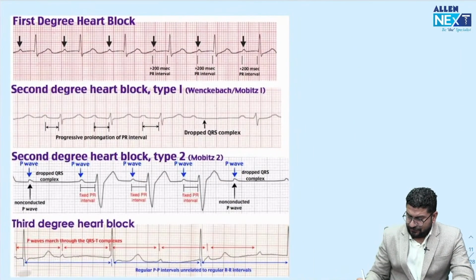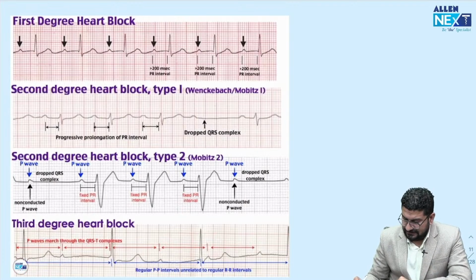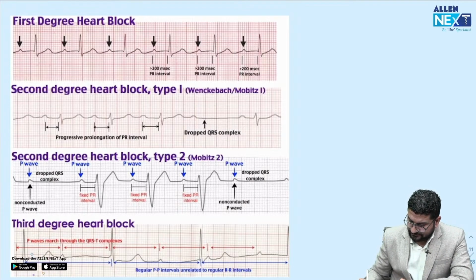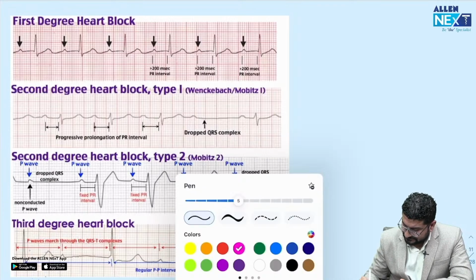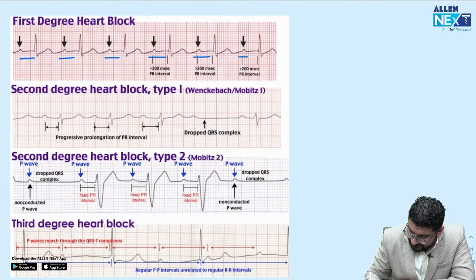Then they can ask you a question on first degree, second degree, third degree AV block. This will be an ECG type of question. So you can see the classical feature of all these heart blocks. The classical feature that we see is a prolonged PR interval, but there is no missed beat.